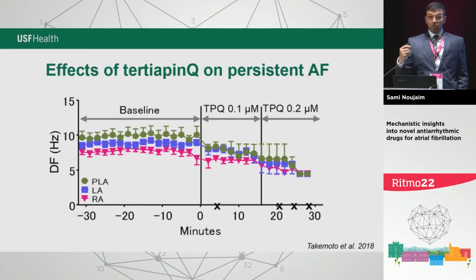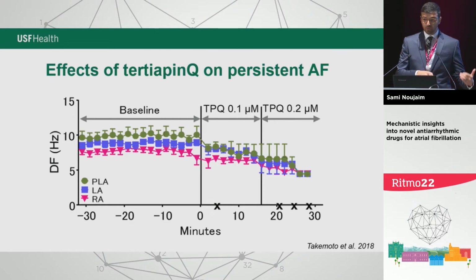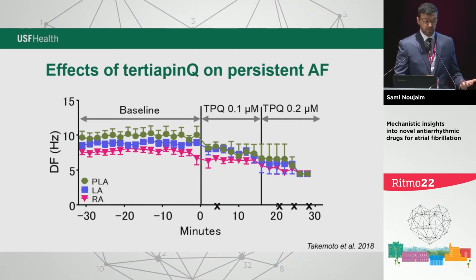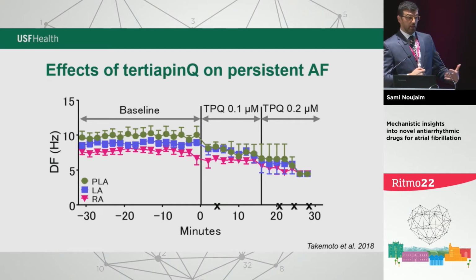So in the sheep model of persistent AF, we conducted optical mapping in the isolated Langendorff perfused heart. And here I show the evolution of the dominant frequency in 3 different regions that were mapped: in the posterior left atrium, in the left atrium, and in the right atrium. So this is at the baseline control condition. And then after addition of either 100 or 200 nanomole tertiapine in the perfusate, the dominant frequencies started to decrease, leading to the termination of atrial fibrillation and the resumption of normal sinus rhythm. And after AF terminated, we tried to reinitiate atrial fibrillation, but we could not reinduce AF.